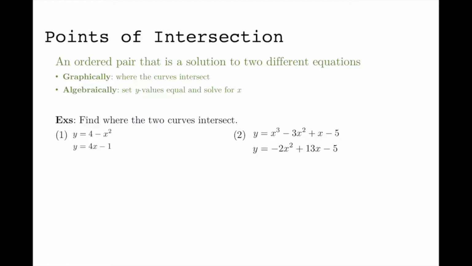for x. So in example 1, let's find where the two curves intersect. y equals 4 minus x squared and y equals 4x minus 1. What we'll do here is just set y equal to y. If on the first curve y equals this expression, and on the second curve y equals that expression, we just want to equate these and get rid of the y's. So we'll get 4 minus x squared equals 4x minus 1. We want to solve this for x.